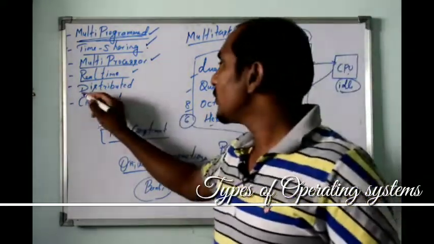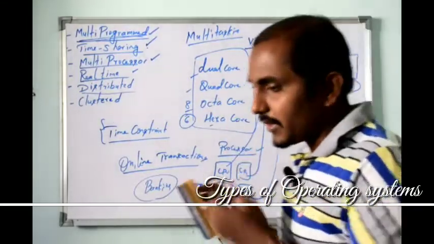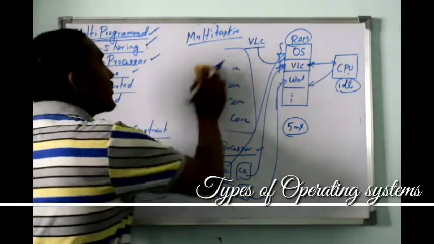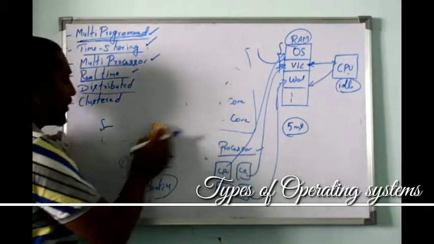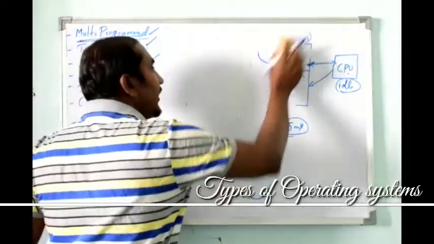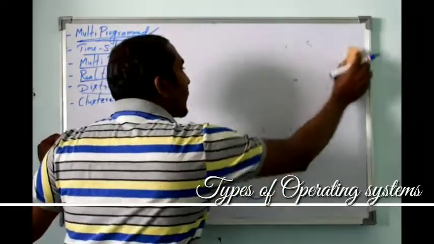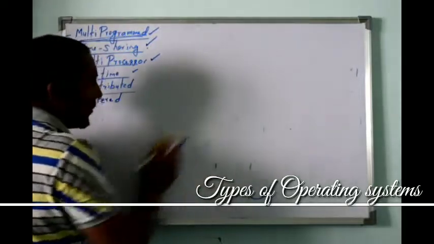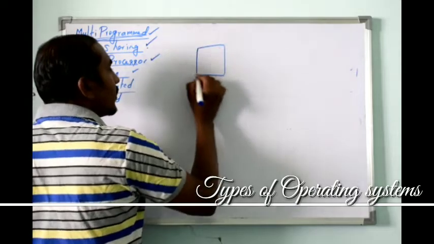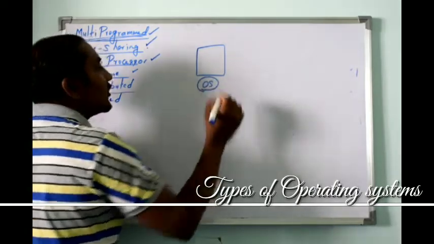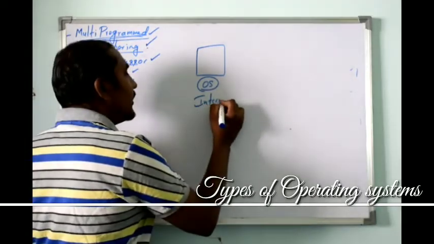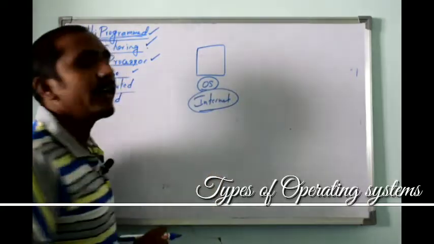Coming to the distributed operating system, it is like your network-based technology. I'll just discuss a few concepts in this network-based technology. First, we have two things: one is called the client, the other is the server. For example, say I want to search for some information regarding operating systems on the internet.